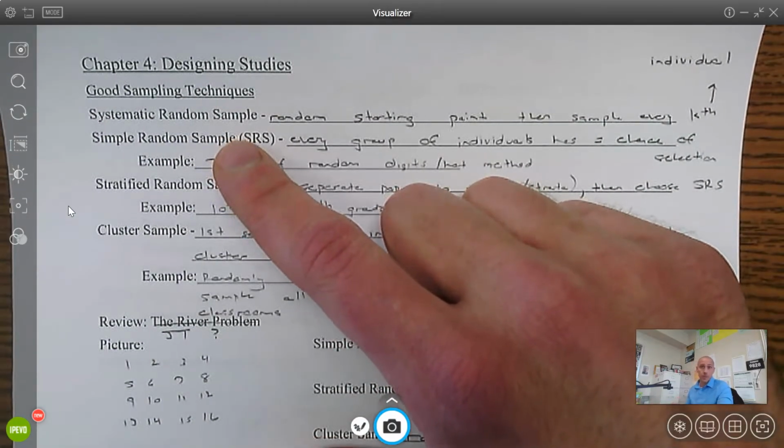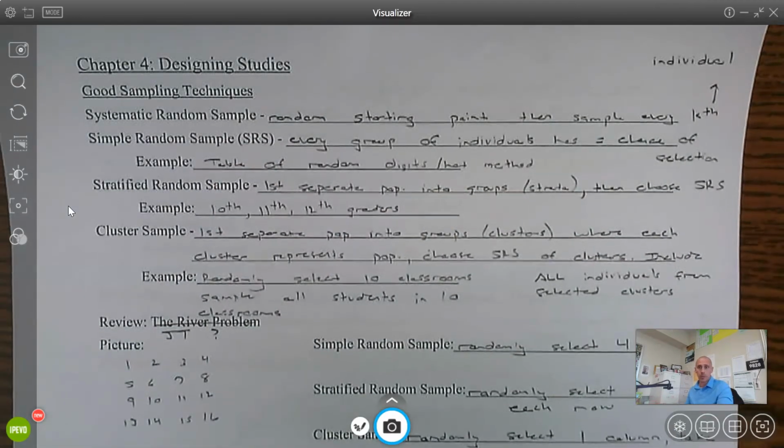Systematic random sample, that's where you have a random starting point and then you go every nth individual after that. Simple random sample, each individual and each group of individuals has an equal chance for selection. That's the HAT method. That's using a random number table.